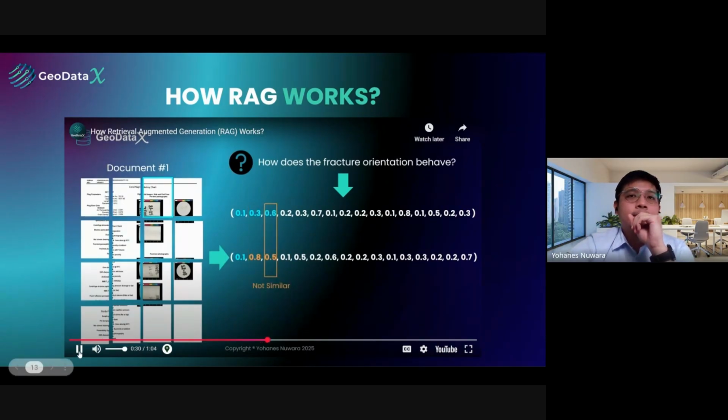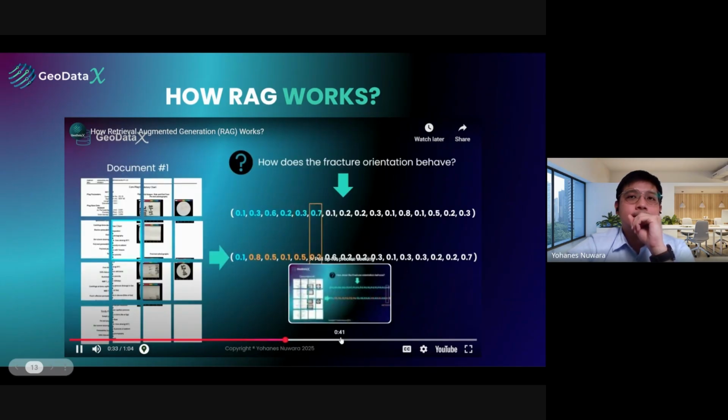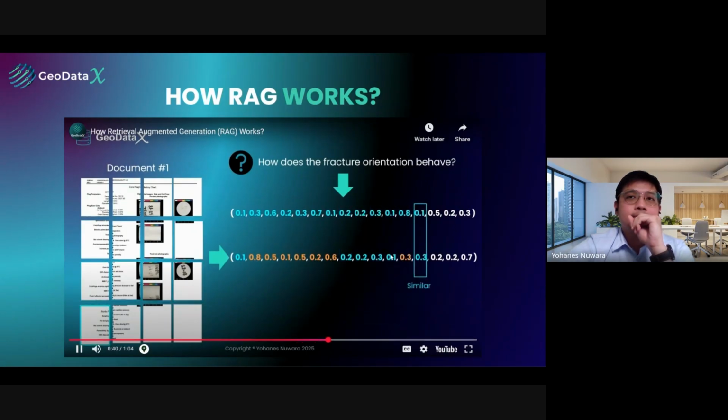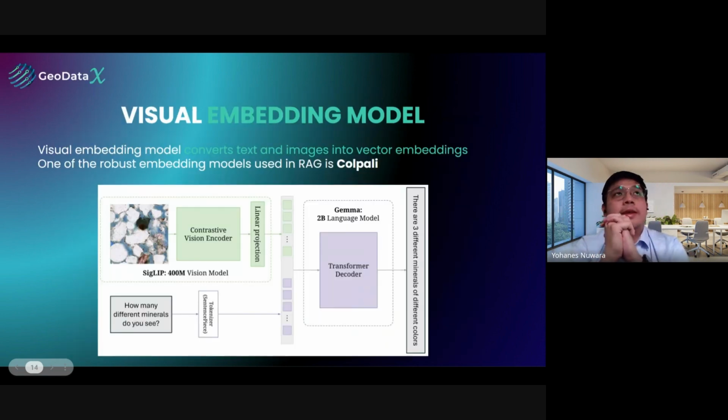The question is converted into a vector called the query embedding. And we want to know the similarity score, which is calculated by comparing the query and document embedding. If similar, it is marked blue. Otherwise, marked orange. So it will go from one number to another number, and it will be continuously processed to the next document. So that's how RAG works. This RAG is very effective in finding the most similar report, which is relevant to our question.